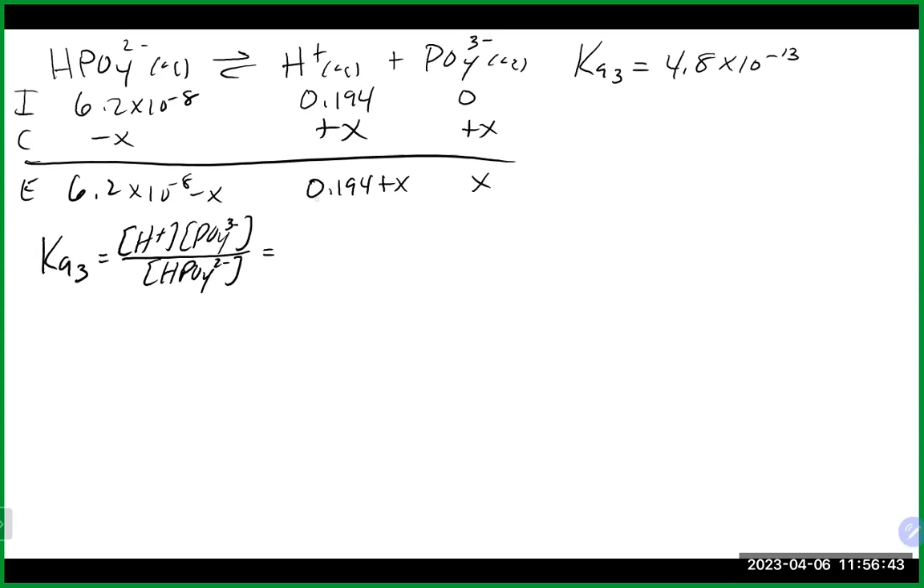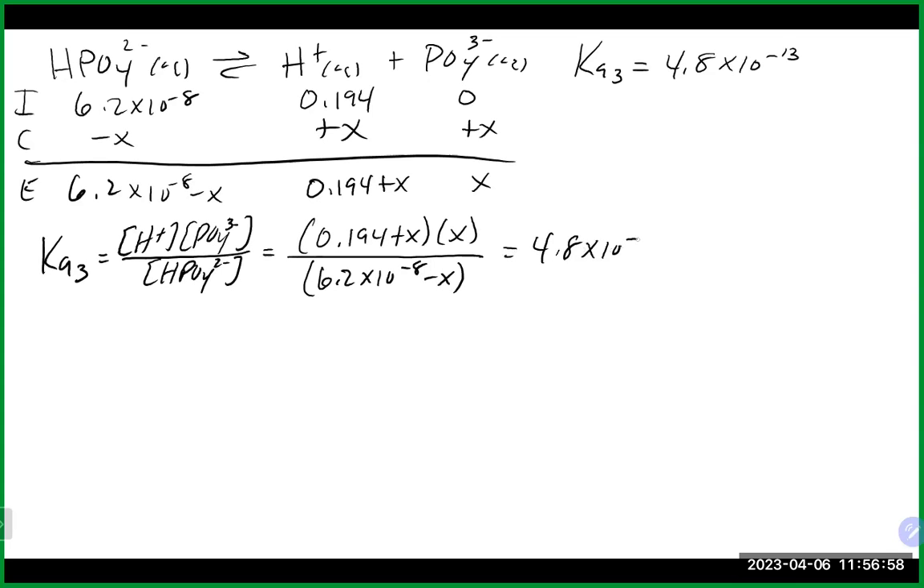So putting in our values at this point, we got (0.194 + X)(X) divided by 6.2 times 10 to the minus 8 minus X equals 4.8 times 10 to the minus 13. We've been doing good on the assumptions on this run here, so why stop now? We're going to assume X is equal to 0.